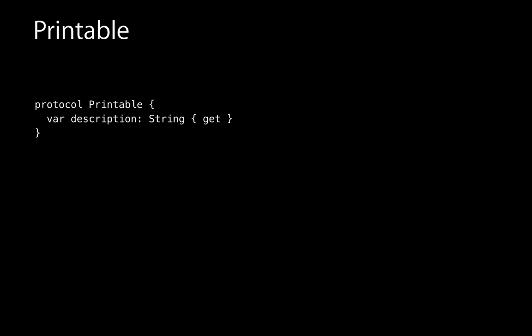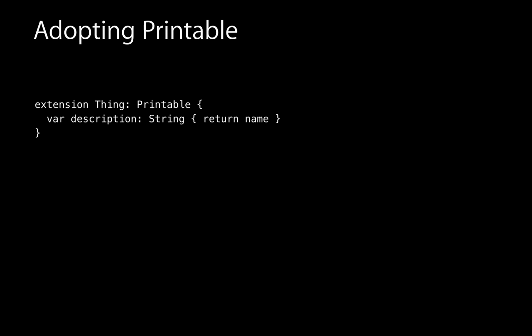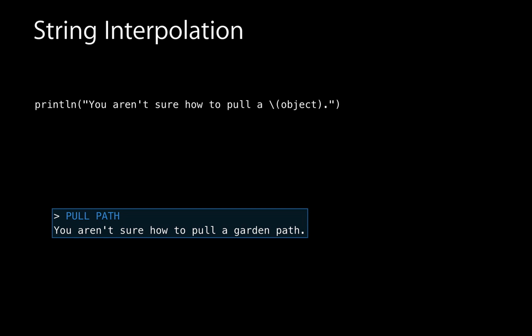Printable is, again, a very simple protocol. It just has one requirement, which is a property. And all I have to do for that property is provide a getter for it. I could also provide a setter, but I don't have to. This protocol doesn't require it. So in this case, I'm going to go back and add an extension to thing that implements printable. I have to provide the description property, and I'll just have it return the name property. And that's it. That's all I needed to do.